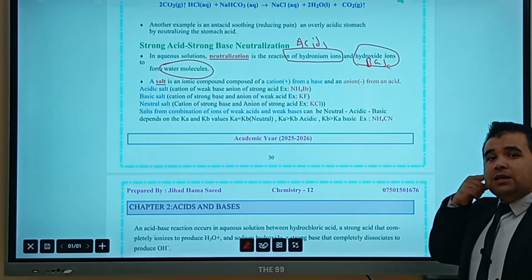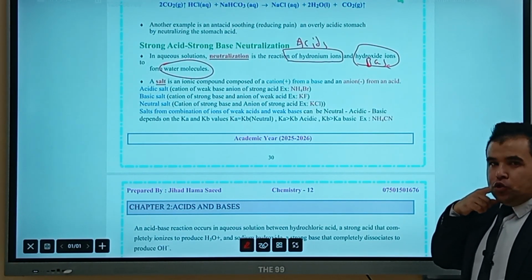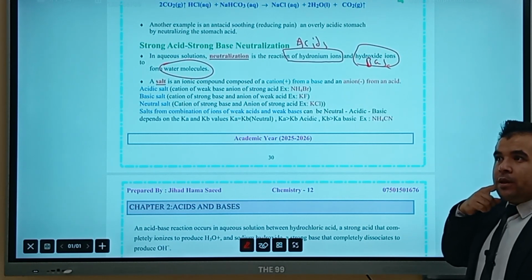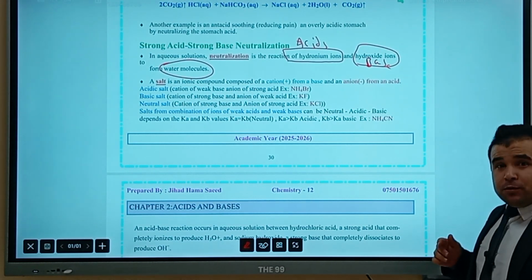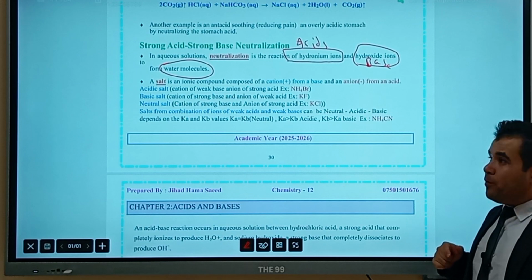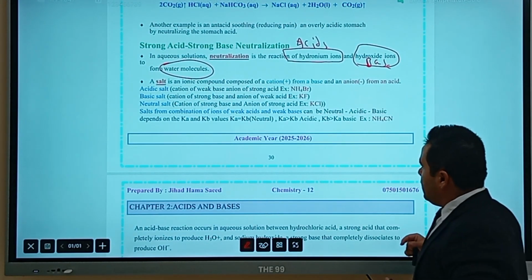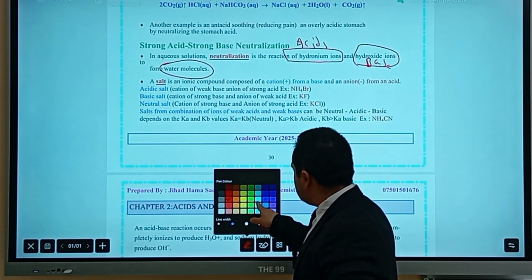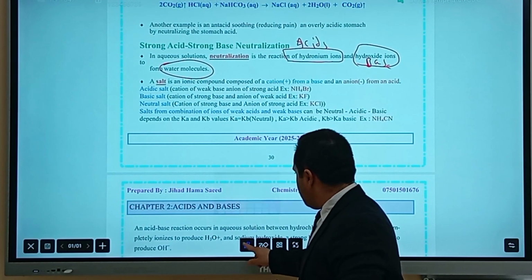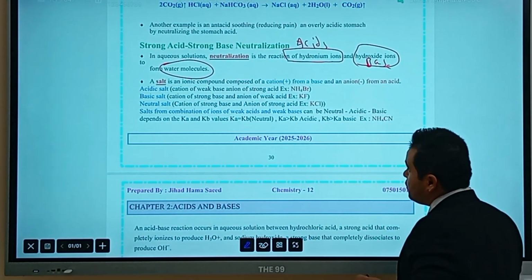In this part, guys, the salt is mentioned. So I will be explaining the types of salts and providing examples. You'll be prepared for chapter 6 as well, because we'll be talking about the types of salts in chapter 6.